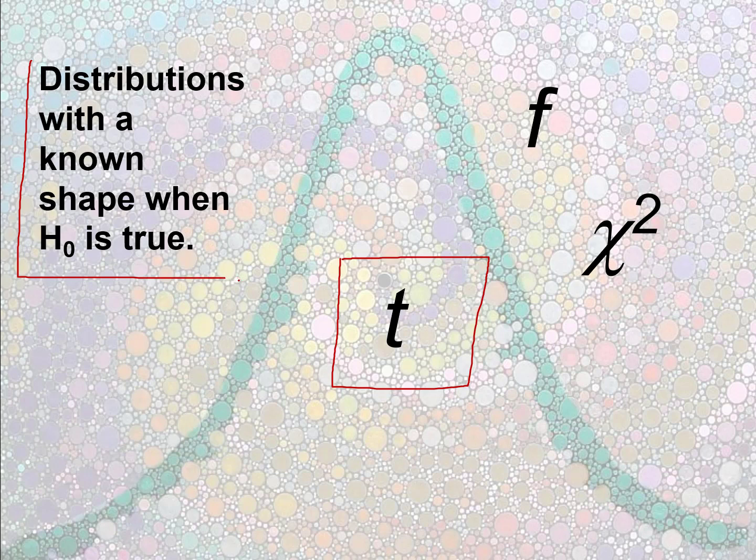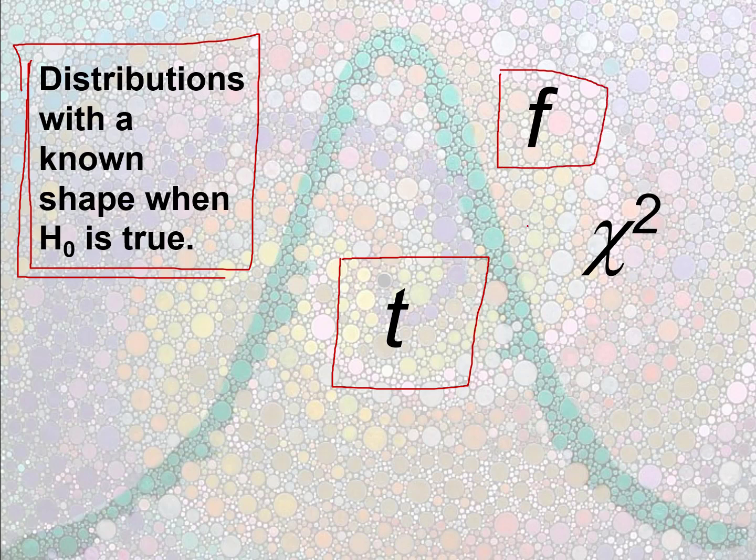Now, as it turns out, there are some other statistics that also function as test statistics. There are other statistics that also have a known distribution or a known shape when the null hypothesis is true. One other test statistic is called an F statistic, and another example is something called a chi-square. That's the Greek letter chi that's squared, so chi-square. So t and F and chi-square are all examples of test statistics.